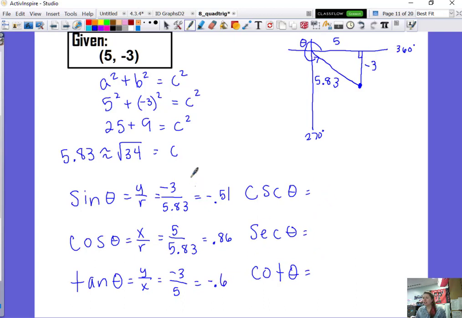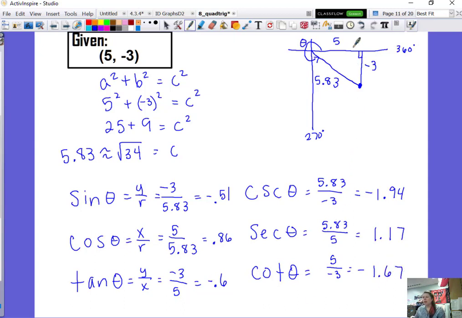For cosecant, secant, and cotangent it would be the reciprocals of these. Cosecant would be 5.83 over negative 3, which would be negative 1.94. Secant would be 5.83 over 5, and that's 1.17, and cotangent, 5 over negative 3, would give me negative 1.67.